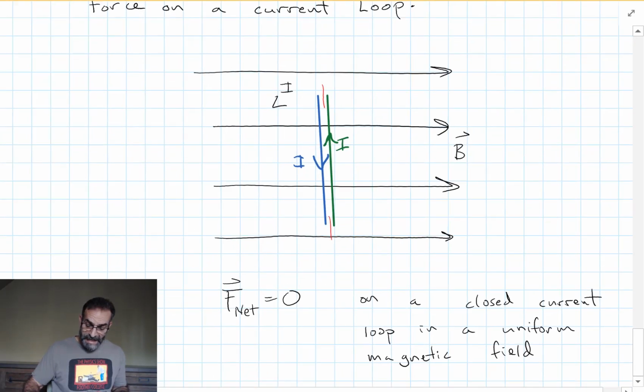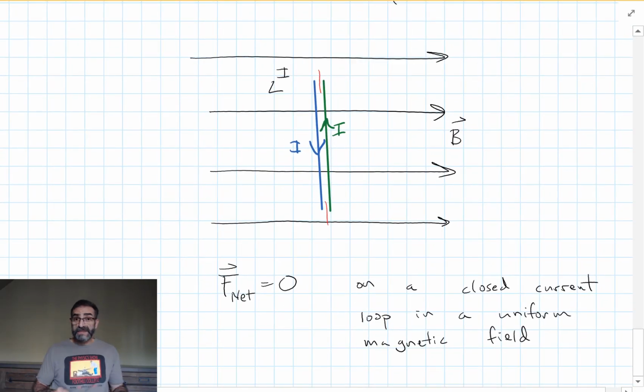The net force has to be 0 on a closed current loop in a uniform magnetic field.